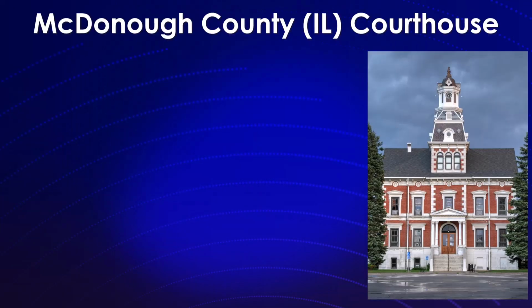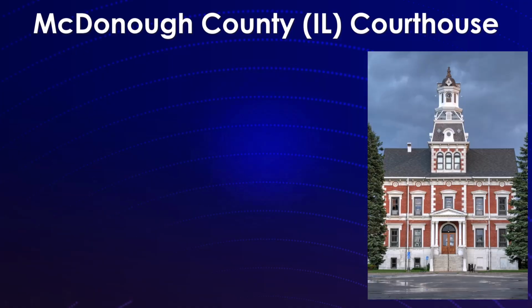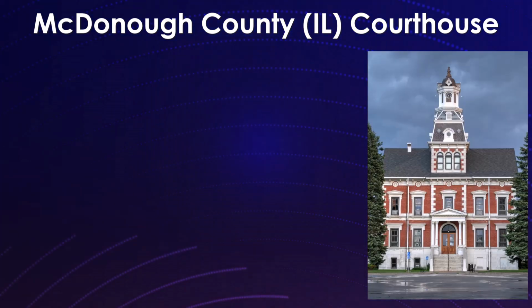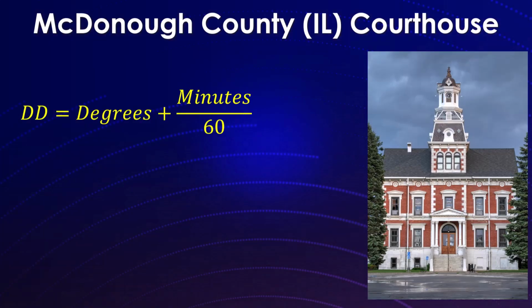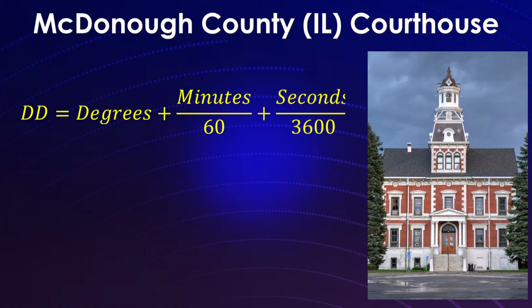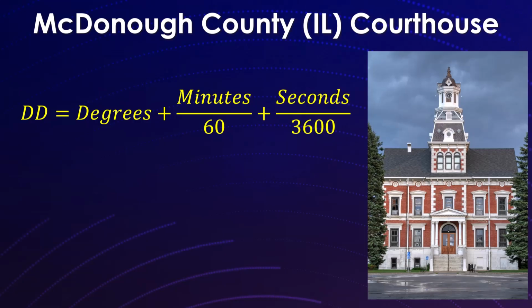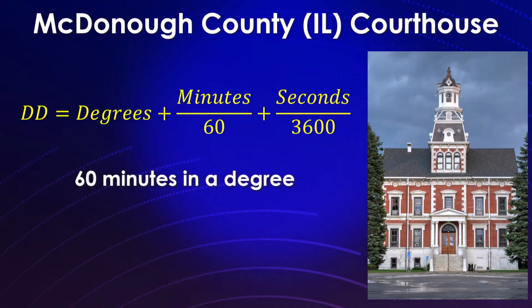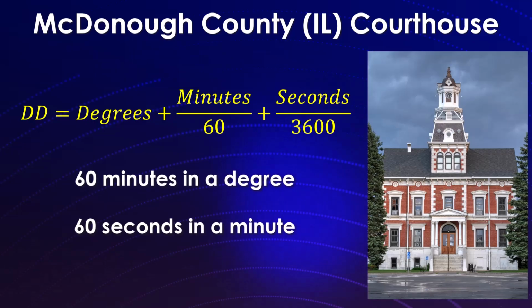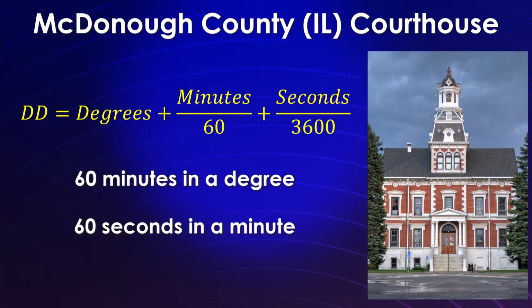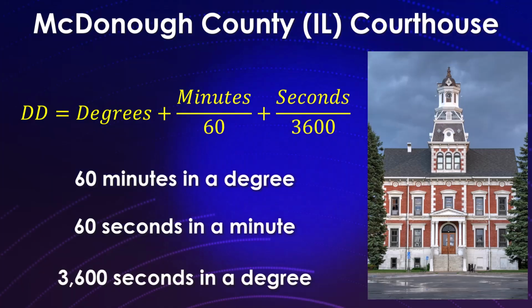Let's walk through the process of converting DMS coordinates to decimal degrees. Here we have the McDonough County Courthouse located in western Illinois. The conversion formula is straightforward. A decimal degree equals the degrees plus the minutes divided by 60 plus the seconds divided by 3,600. Why these numbers? Because there are 60 minutes in a degree and 60 seconds in a minute. Therefore, each degree contains 60 minutes and 60 times 60, or 3,600, seconds.